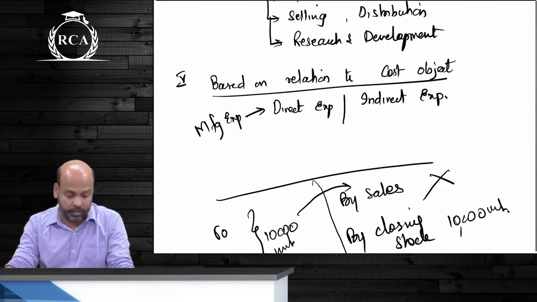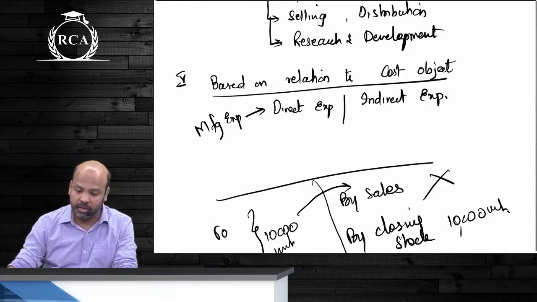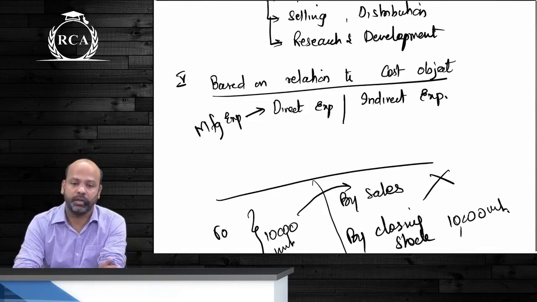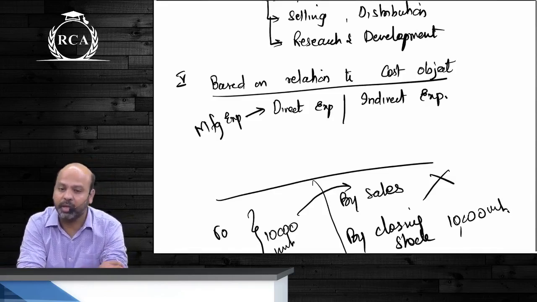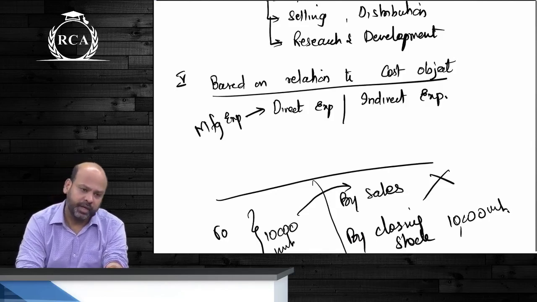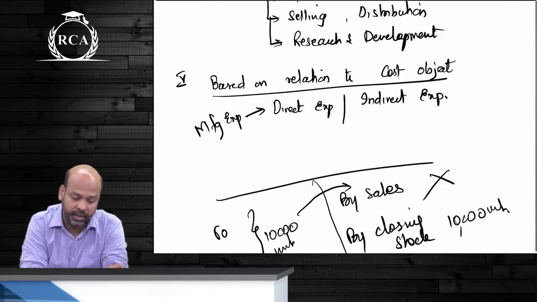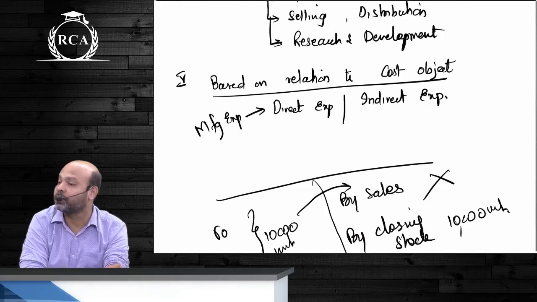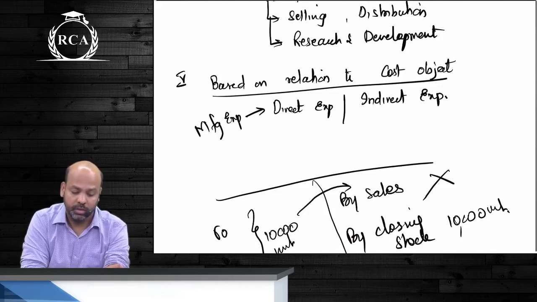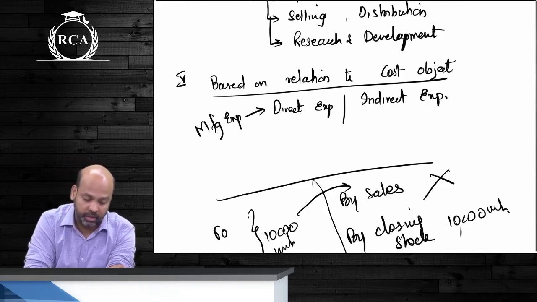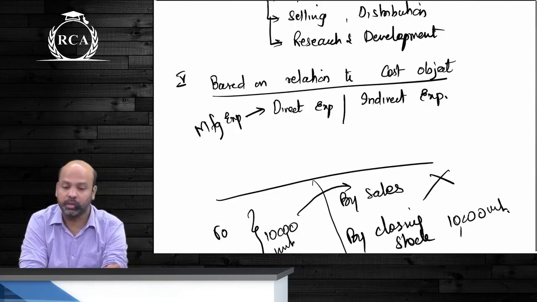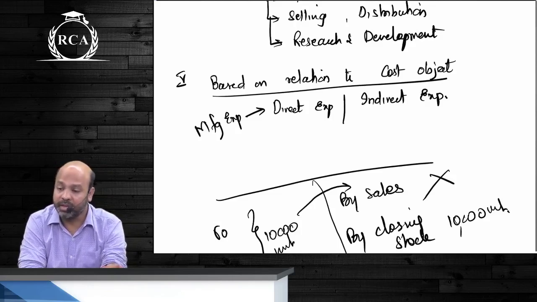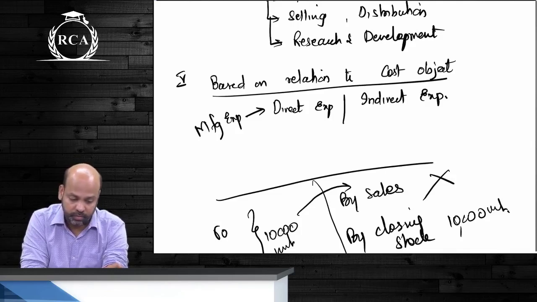Manufacturing expenses. Manufacturing expenses which are directly related and can be identified with the end product manufactured or service rendered will be termed as direct cost.